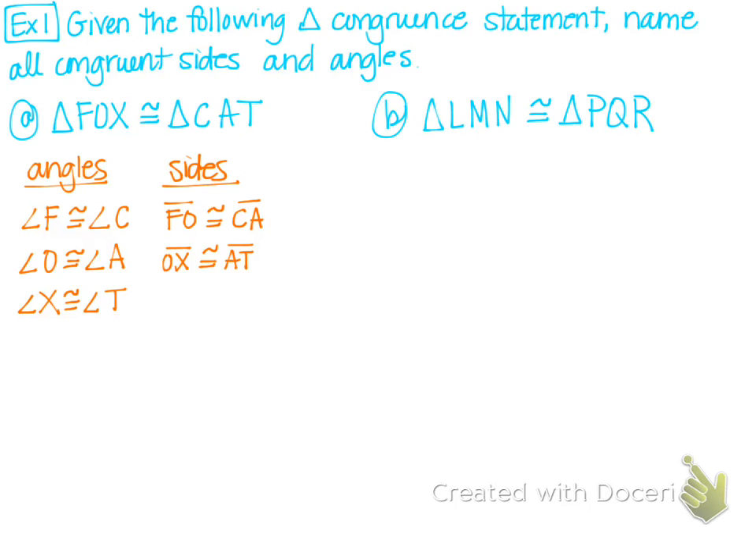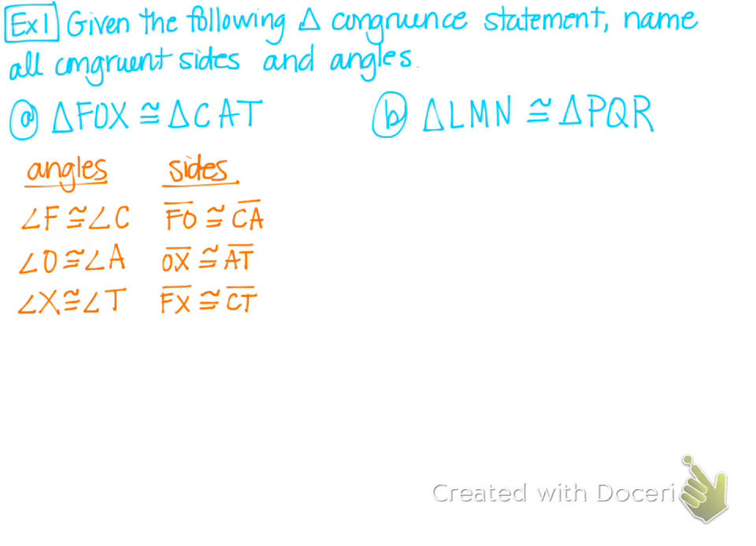And then the last combination of letters is we need to put together F and X and C and T. So, if I say FX, that's the first and the last, then CT would be the first and the last for the cat. So there's our corresponding angles and sides, and by CPCTC, because we have this triangle congruent statement, we can say that these things are congruent.